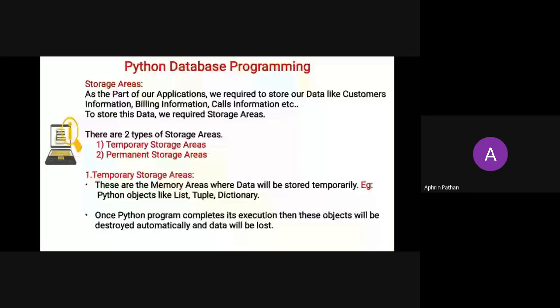In case of Python, whatever variable you are declaring, everything is considered as an object. Whether you declare an integer variable, a float variable, or any collection variable. So we use temporary storage areas in Python like list, tuple, dictionary, or an integer or float type of variable. Such variables are called temporary storage areas. Once the Python program completes its execution, these objects will be destroyed automatically and data will be lost. That's why it is called a temporary storage area.